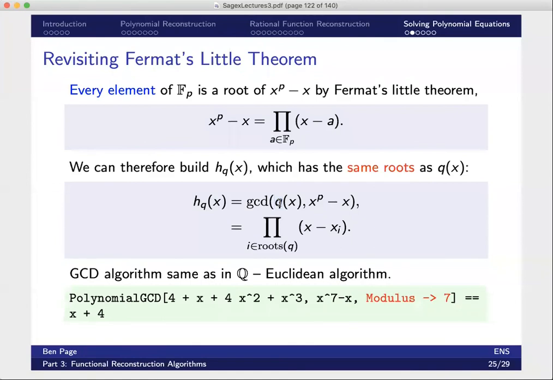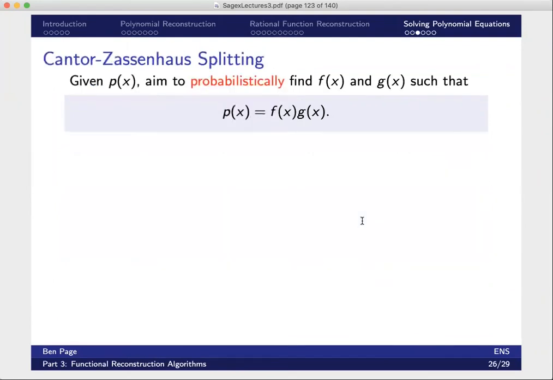The polynomial GCD is a standard algorithm, and Mathematica, of course, has its own implementation where, again, you can do it in a finite field with the modulus option. So now I have a polynomial, and I essentially want to find its factors, because it only has linear factors, and its factors will correspond to the roots.